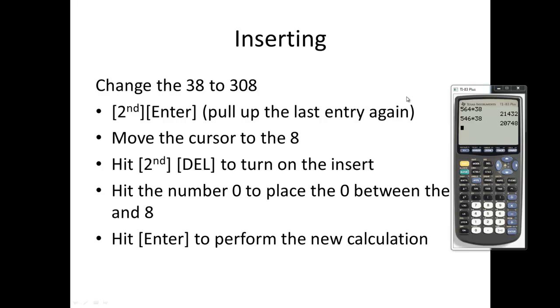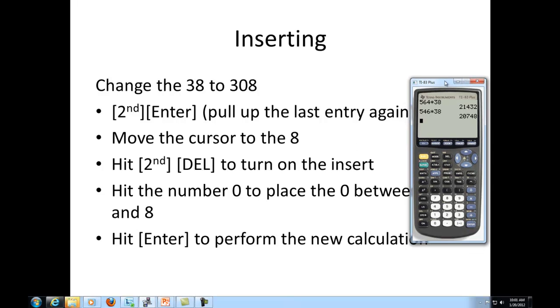It's also handy if I want to insert a number in between to, again, pull up the last entry. If I arrow back, I need to be on the number that is after where I want to place the insertion point. If I go second and delete, notice that my cursor has changed to an insertion cursor. Now if I hit 0 here, you can see that it has moved the 8 over and replaced that with a 0. Now if I hit enter, I can perform that new operation.